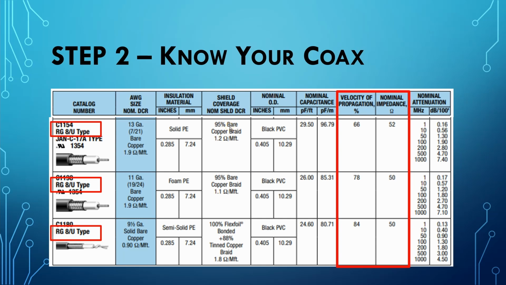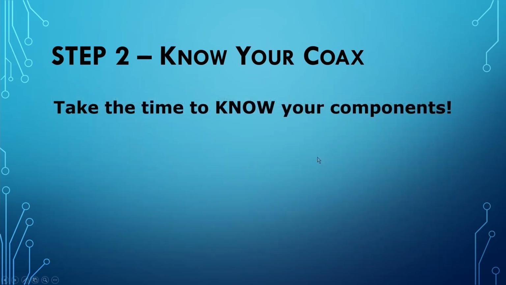And again, regarding characteristic impedance, we usually assume 50 ohms. It's kind of a standard industry-wide, but you notice that they're not all necessarily 50 ohms. Take the time to know your components, and this will save you a lot of frustration down the road.